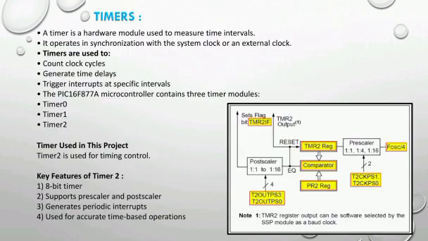A timer is a hardware module used in microcontrollers to measure time intervals and count clock cycles. Timers operate using the system clock or an external clock and are used to generate delays and periodic interrupts. The PIC16F877A microcontroller includes Timer 0, Timer 1, and Timer 2 for timing operations. In this project, Timer 2 is used for timing control and accurate time-based functions. Timer 2 is an 8-bit timer that supports prescaler and postscaler for generating periodic interrupts.